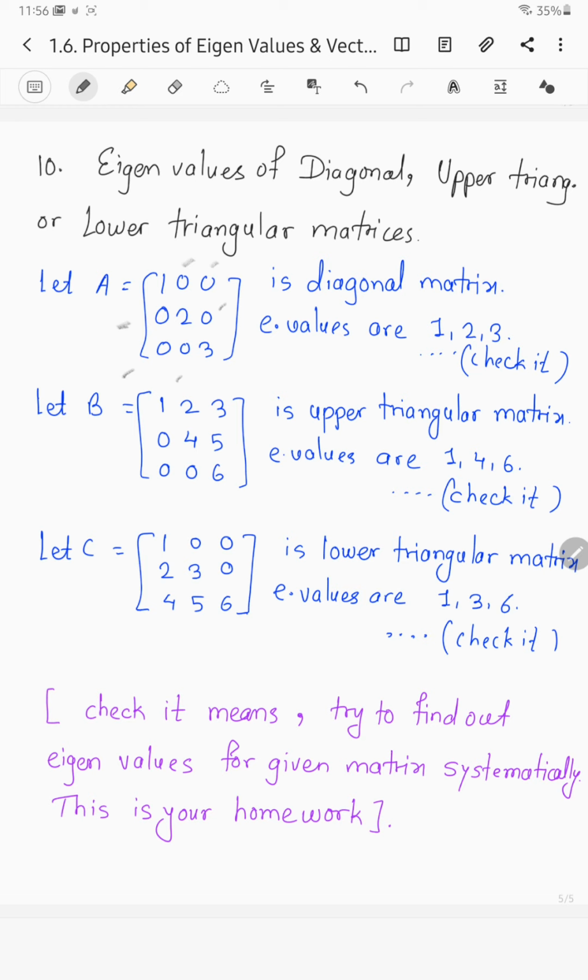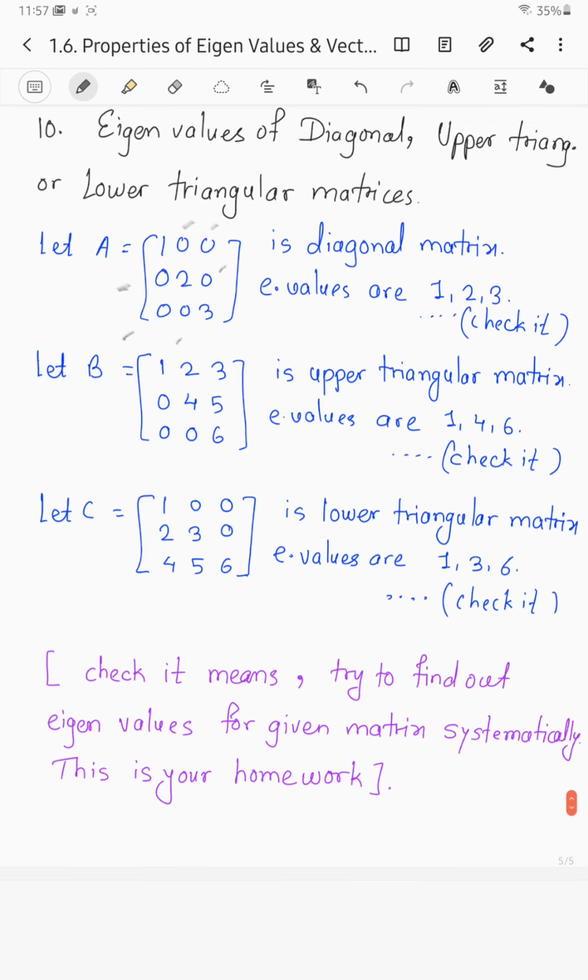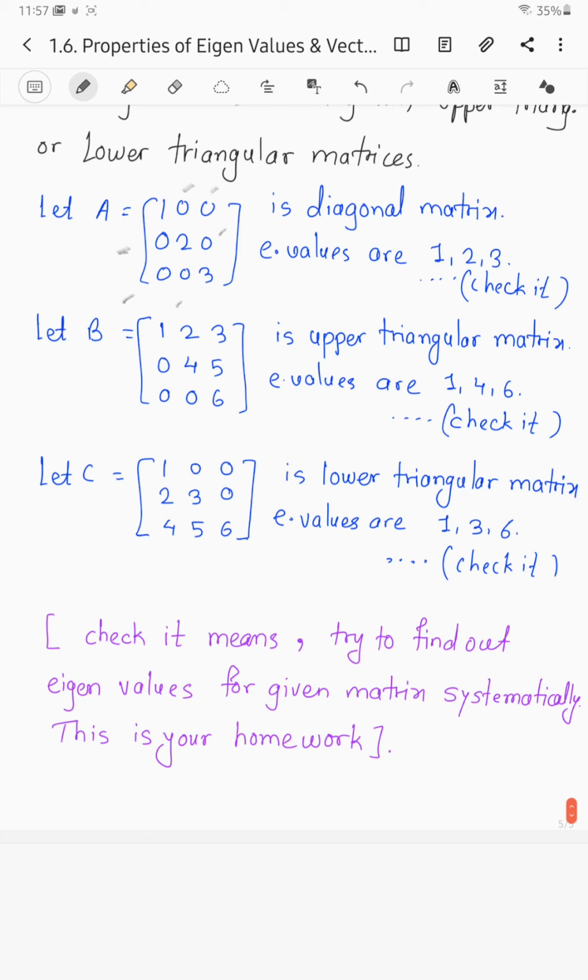Below the diagonal, all entries are 0. This is an upper triangular matrix. You can check that the eigenvalues are 1 4 6. We can say 1 4 6 directly, because 1 4 6 are our principal diagonal elements. For diagonal, upper triangular and lower triangular matrices, eigenvalues are nothing but the elements of the principal diagonal. Similarly for lower triangular, eigenvalues are 1 3 6.